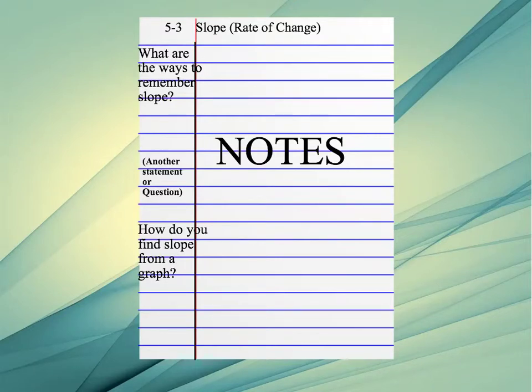So you should have out a piece of paper for notes or your math spiral notebook. And for the page of notes, it should be set up in Cornell format, and this is how it should look. You should have 5-3 slope and rate of change at top, which is the name of the section in your Holt textbook. Here's the title of the first video, and you'll write notes. You should also write another statement or question on the left-hand column. And then here's the second video, how do you find slope from a graph, where this is where you'll write the notes.